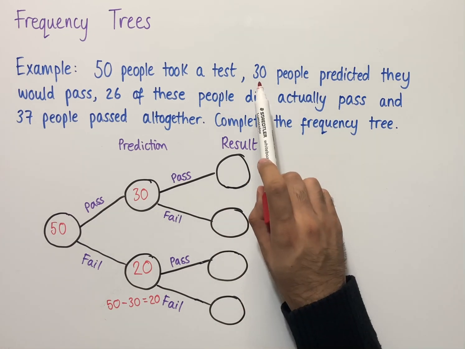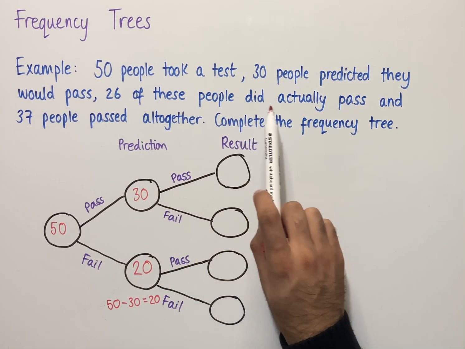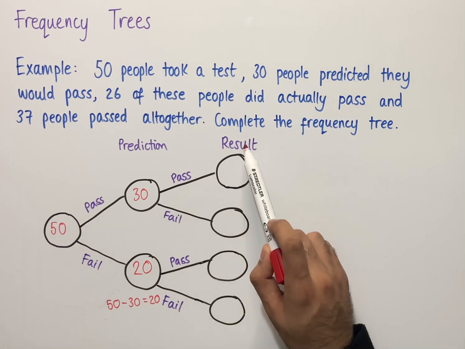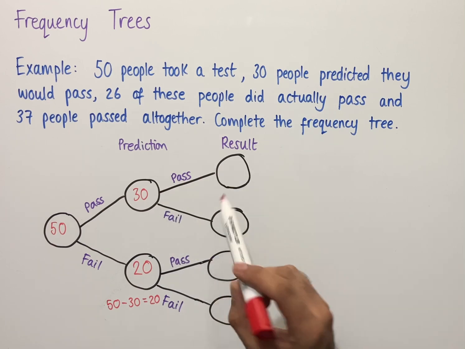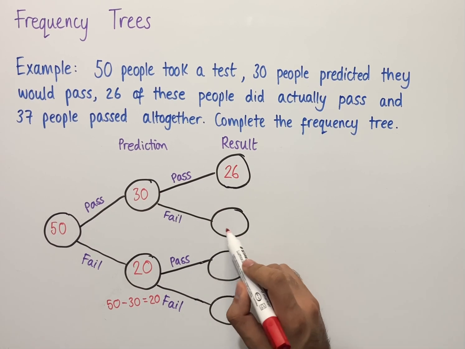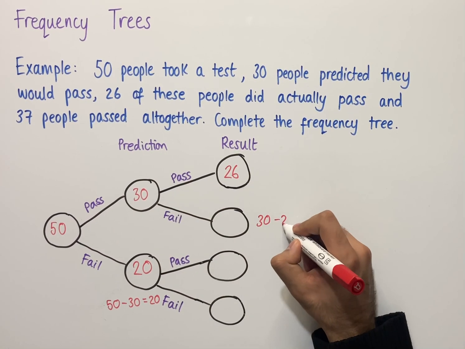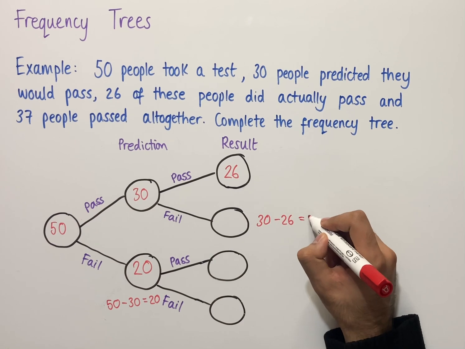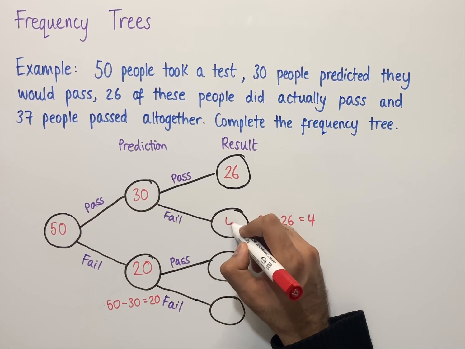So we have that 30 people predicted they would pass, and 26 of these people did actually pass. So if we think about the result now, of the 30 people that predicted they would pass, 26 did actually pass. So we can put 26 in this circle, and now to work out the number that goes in here, the calculation would be 30 minus the 26 people that actually passed, which gives us 4. Therefore, 4 people who predicted they passed actually failed.